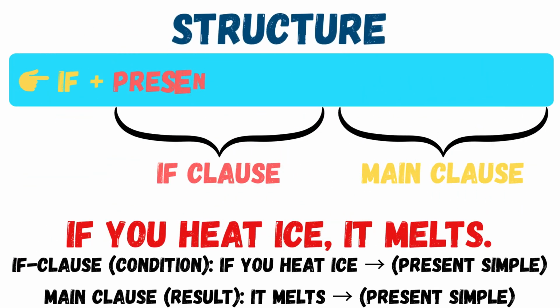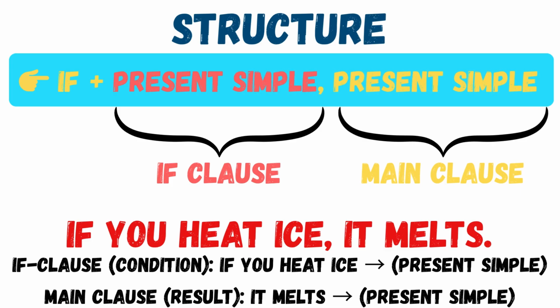This is how we form the zero conditional: if plus present simple, present simple. We use this structure when both parts of the sentence are in the present simple tense. The if clause shows the condition, the cause. The main clause shows the result, the effect. The result always happens when the condition is true.